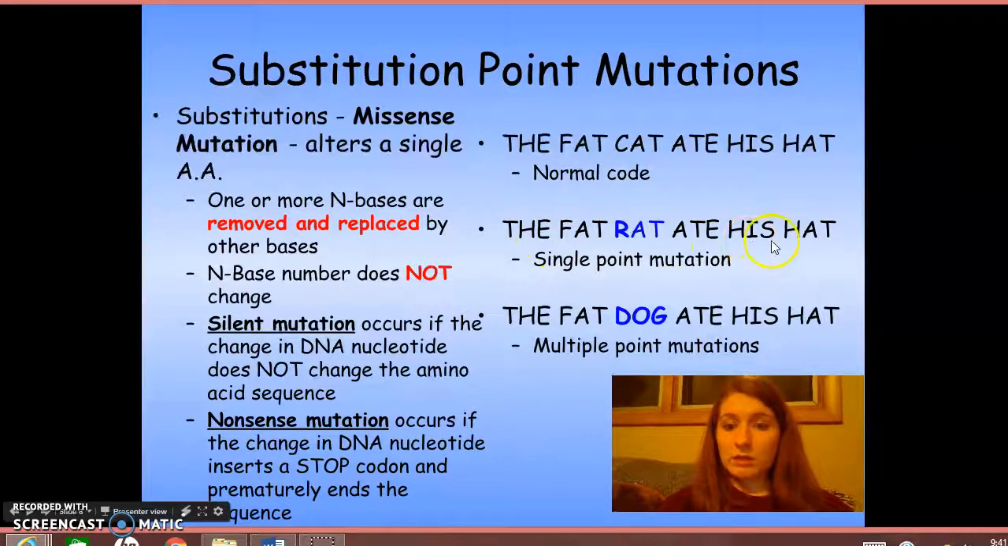It doesn't change the whole meaning of a sentence, but it changes that one codon, that three nucleotide sequence right here is going to be changed because of that one R is changed. Now down here, the fat dog ate his hat. This would be a multiple point mutation. Multiple nucleotides are changed in this situation. So it now says the fat dog ate his hat instead of the fat cat ate his hat or the fat rat ate his hat.